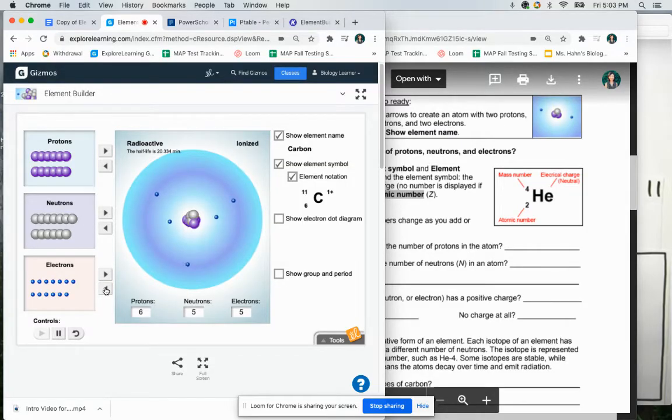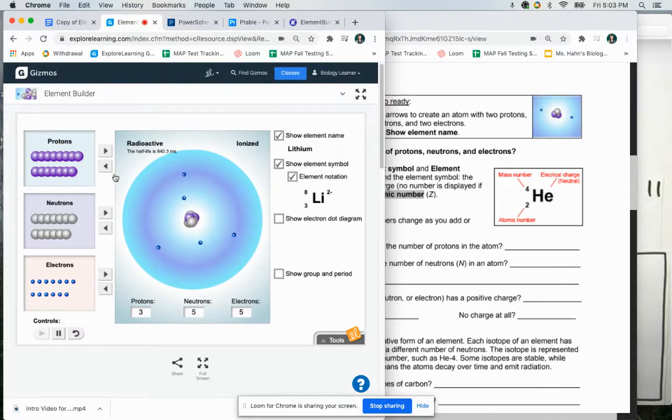Let's see if I change it to 7. Nope. So the protons change this number right here, this atomic number. So when I change the protons, that changes the complete identity of the element by adding and taking away protons. When I change electrons, that makes it positive or negative. And the neutrons change it to be radioactive or stable.